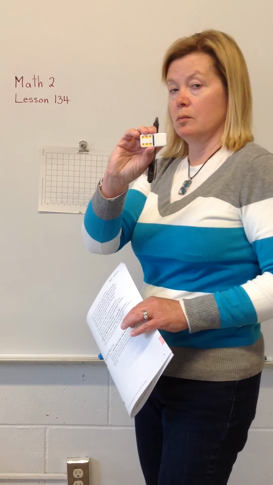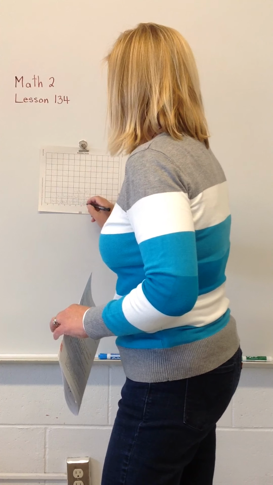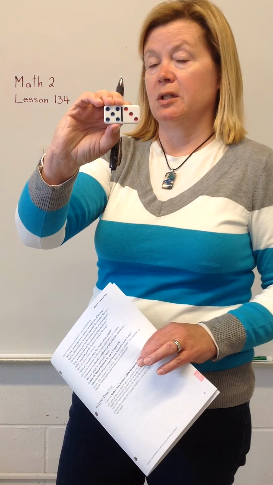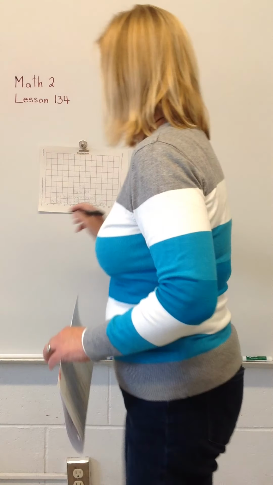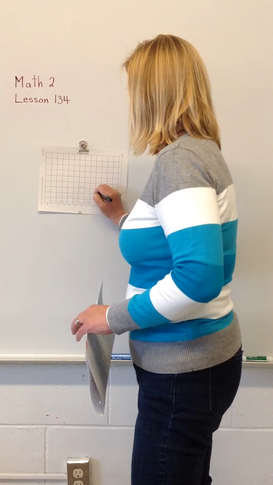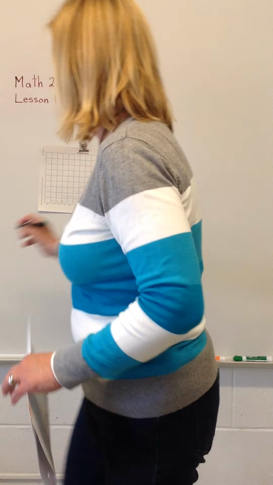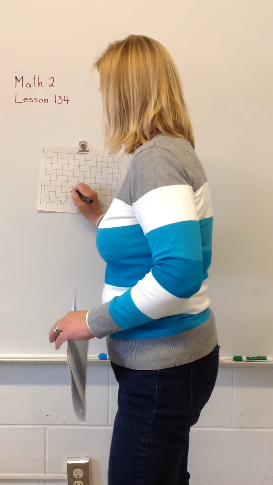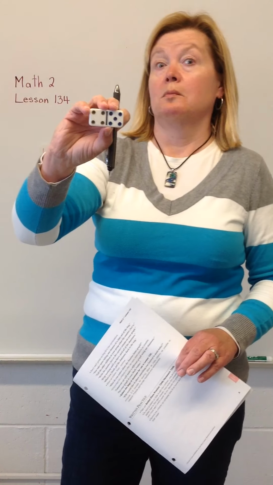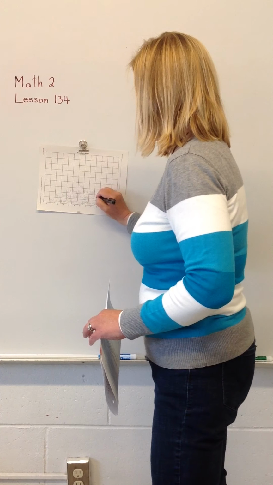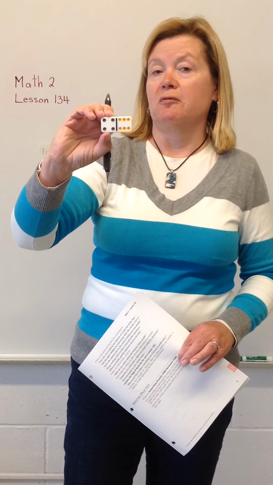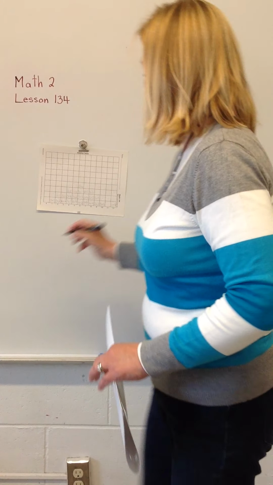Oh, zero plus six. Where are we? Six. Three plus five equals eight. Two plus two equals four. Five plus four goes in the nines column, right? Six plus four equals ten.